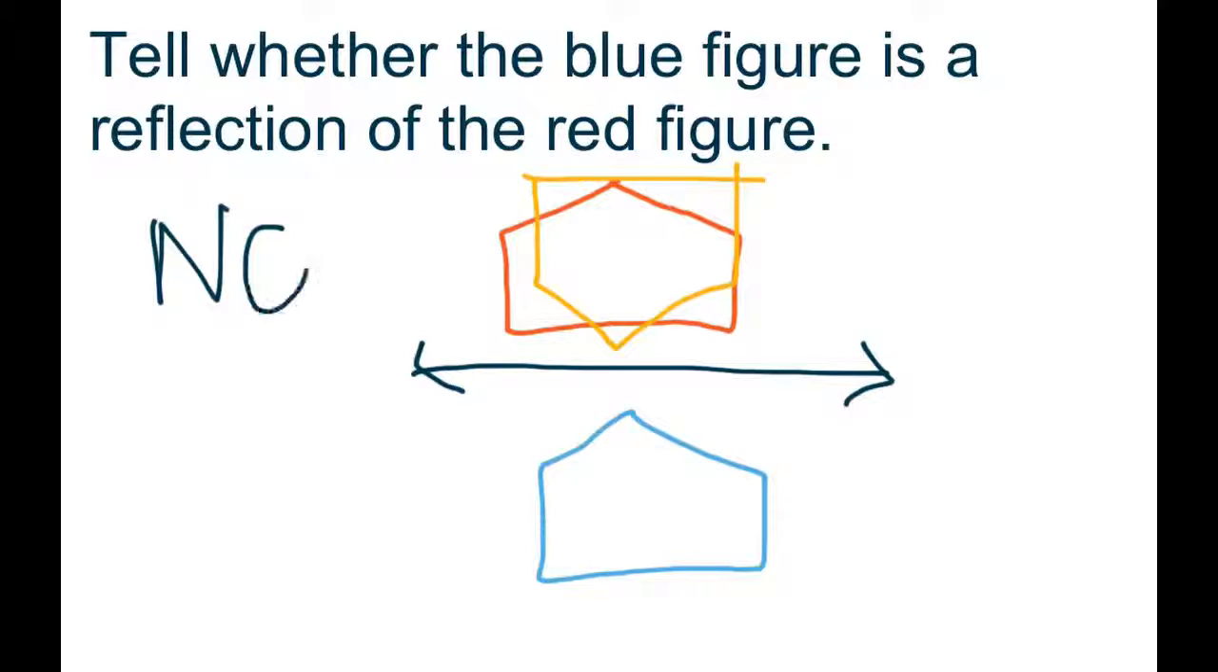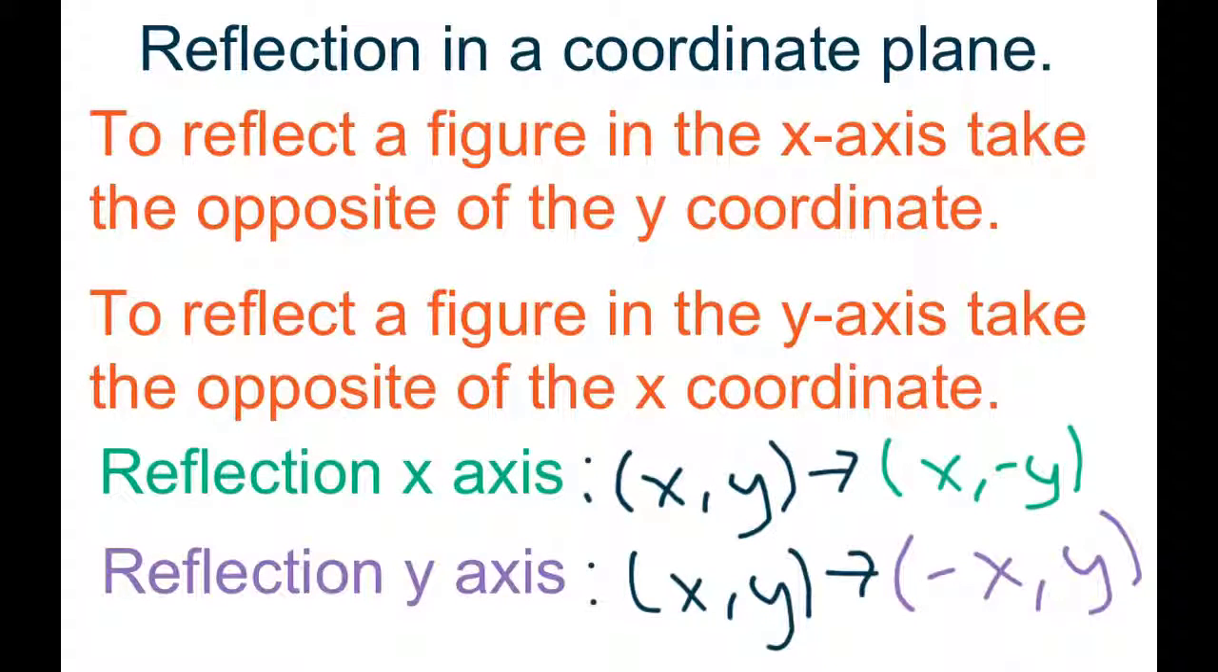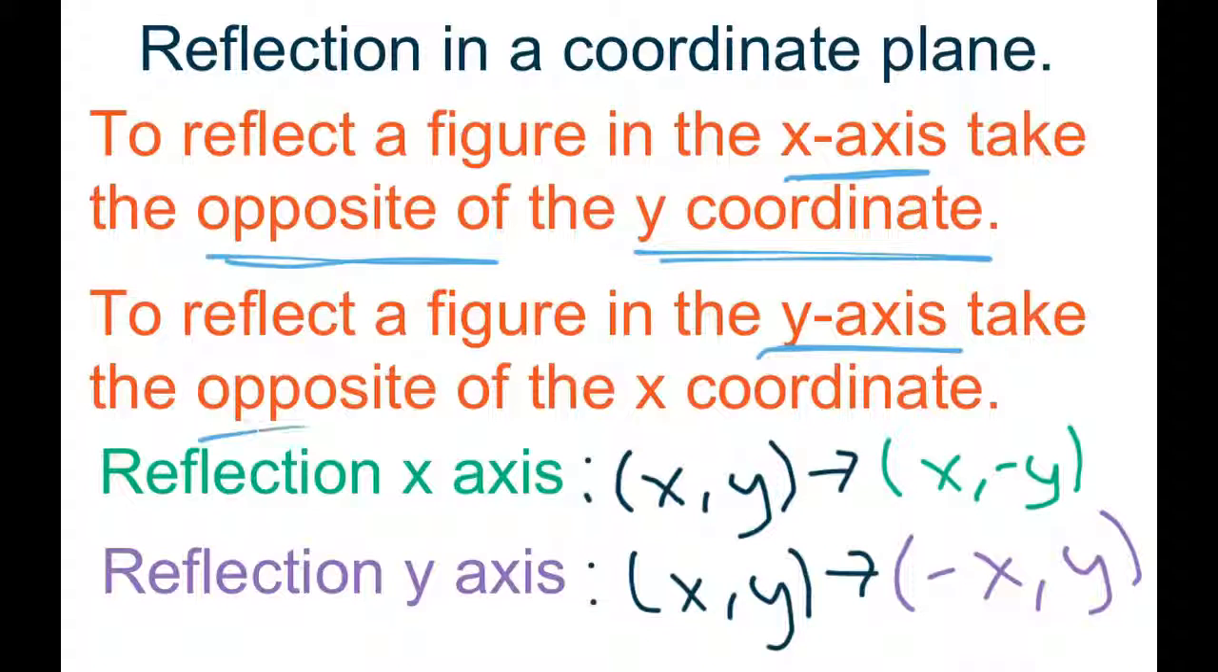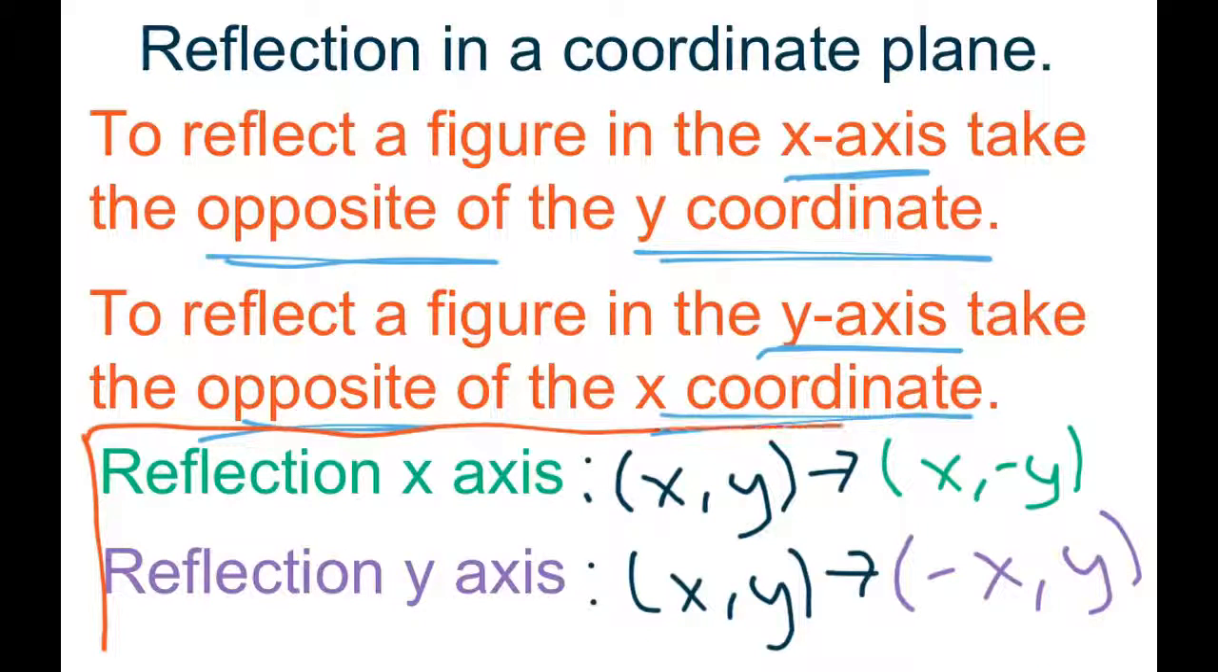Now we're going to talk about reflections in a coordinate plane. To reflect a figure across the x-axis, we need to take the opposite of the y-coordinate. And to reflect the figure across the y-axis, we need to take the opposite of the x-coordinate. So in math terms, a reflection across the x-axis is going to be the negative of the y. And a reflection across the y-axis is going to be the negative of the x.